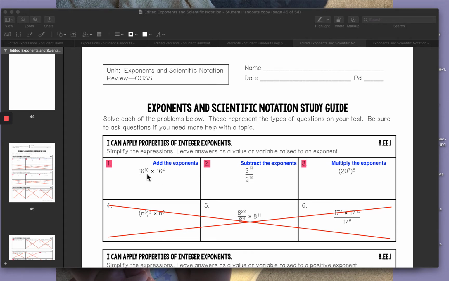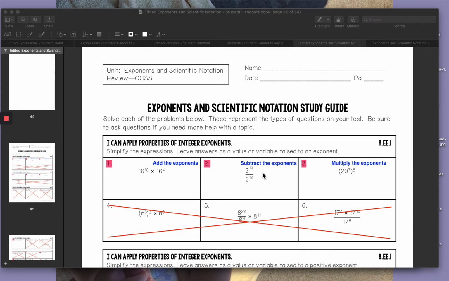Number 1 is 16 to the 10th times 16 to the 4th. All you're going to do is keep the base the same, which is 16, and make sure you add the exponents, and you're going to get a new exponent. So for example, 16 raised to the power of 14. You can put that one right on your packet.